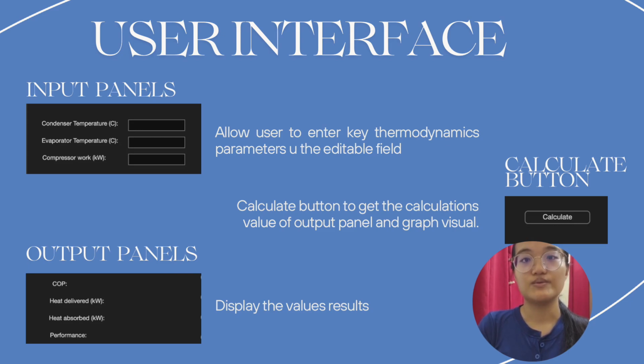The first one is the coefficient of performance, which is COP, which indicates the efficiency of the heat pump. The second one is heat delivered, representing the amount of heat released by the condenser. The third is the heat absorbed, which represents the heat extracted in the evaporator. And finally, the simulator provides a performance status that gives a quick indication of the system's overall performance.